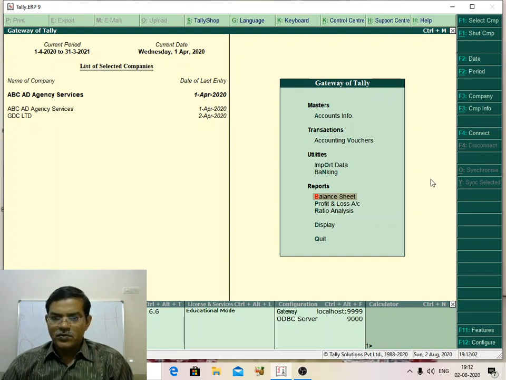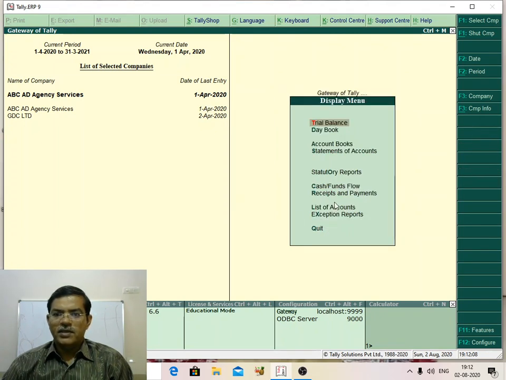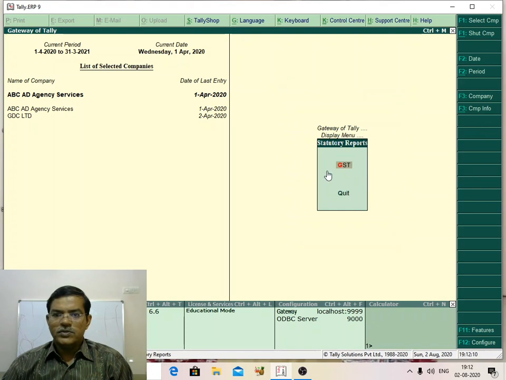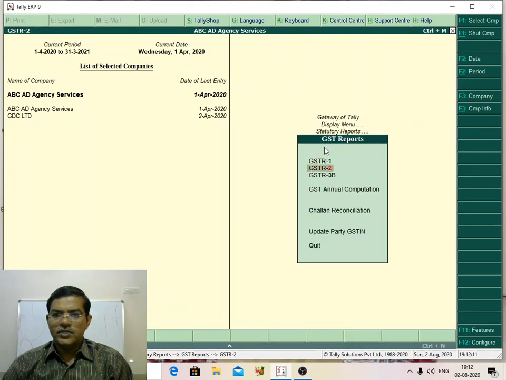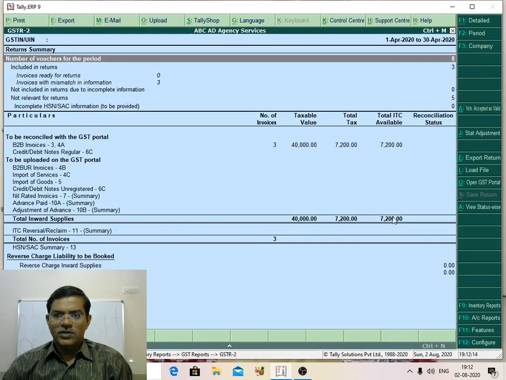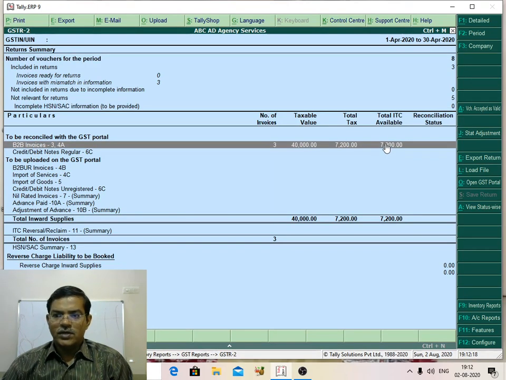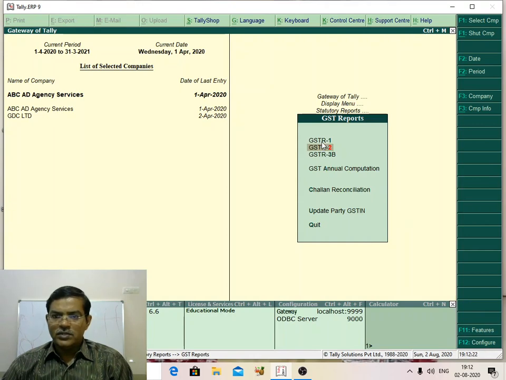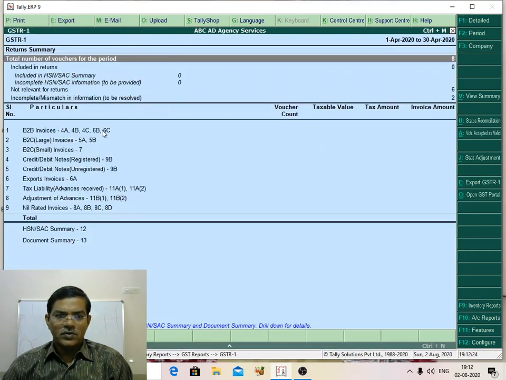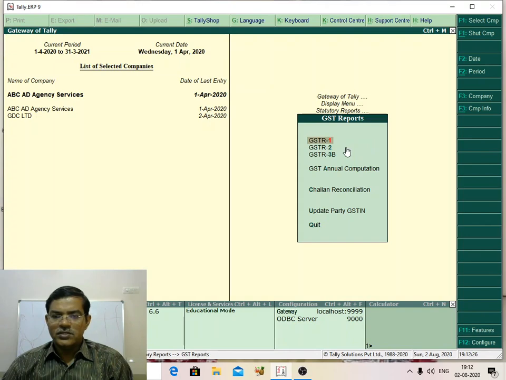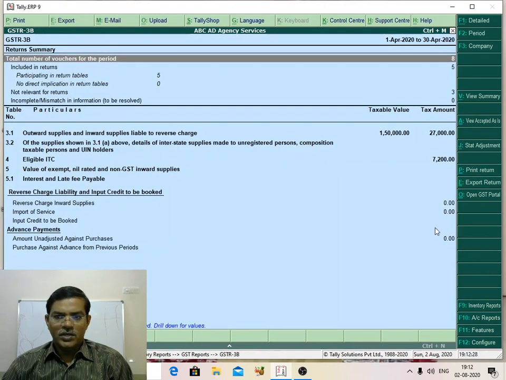Okay, let's just check the GSTR reports. Go to Gateway of Tally, Display, and Statutory Reports, GST. I am selecting GSTR 2. Here this amount is there. Total eligible ITC, the input tax credit, is 7,200. Okay, and here I want to check GSTR 1, where some transactions are also recorded. This is the remaining amount.